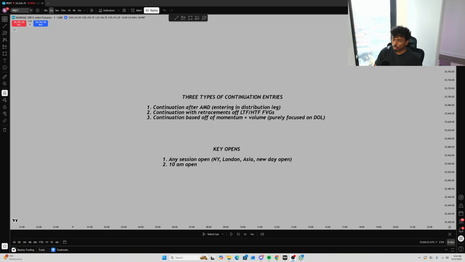All right, so now we made our way onto the charts, but before we get into the examples of this week, I want to focus on the 3 specific types of continuation entries and focus more on the key opens as well. So we are going to be getting a little bit more advanced into continuations here, and I will show you guys the in-chart examples in a little bit, but let's go over this really quick, right? So we've established, going over the presentation, that we covered accumulation, manipulation, and distribution, and that we should be entering in the distribution leg, right?